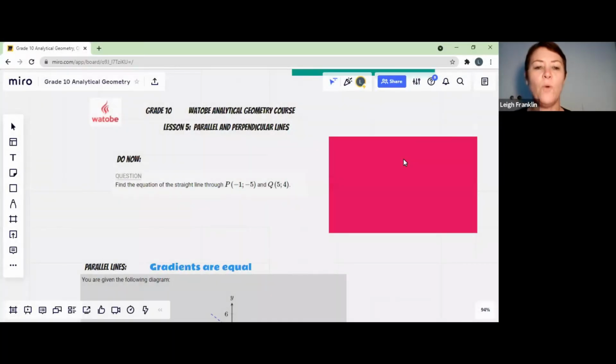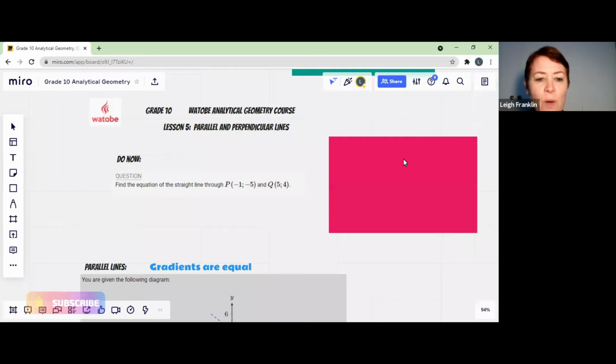So I've got quite a challenging do now for you for the start of this lesson. Probably not a very good idea to challenge you so close to the end of term, but hopefully you're still working in the same book that you've been working in since the beginning of the course. You can look back to last week's lesson and see what we were doing. So this is a bit of a challenge.